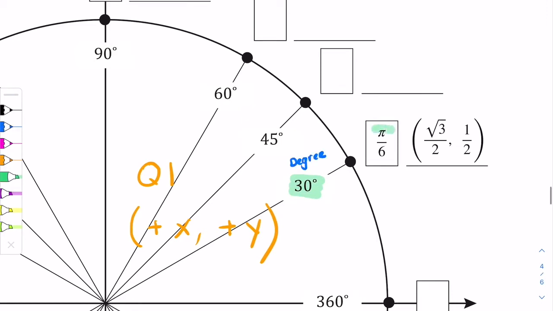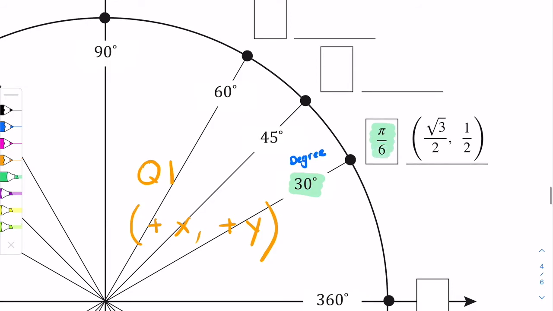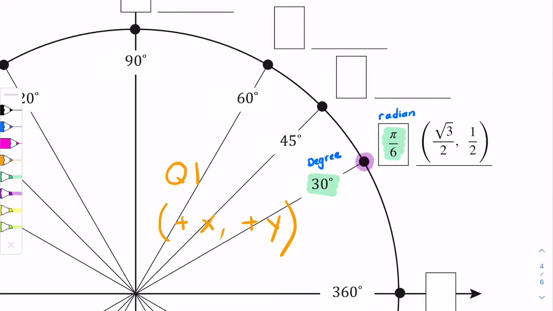That corresponds with the radian measure. So you should all know how to convert degrees to radians. You multiply by pi over 180. And then at each point, and when I say point, I'm talking about this point, you have your x and you have your y value, which coincidentally is your cosine and sine value without doing any other work.